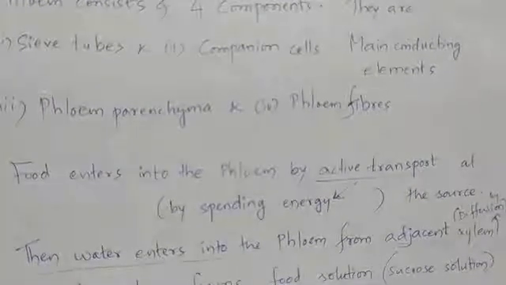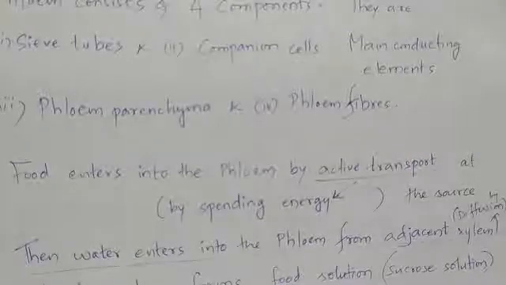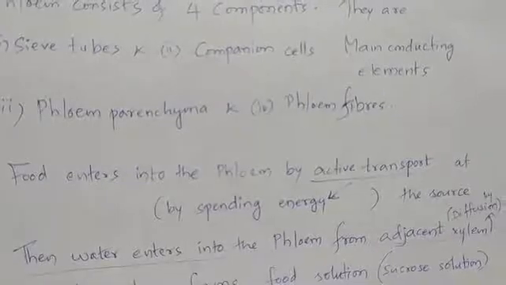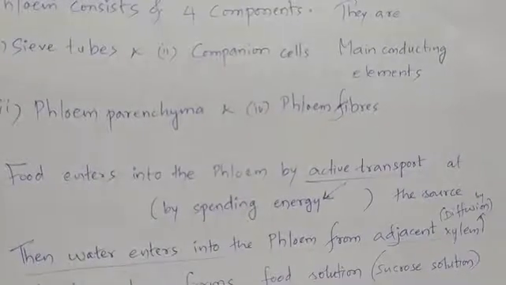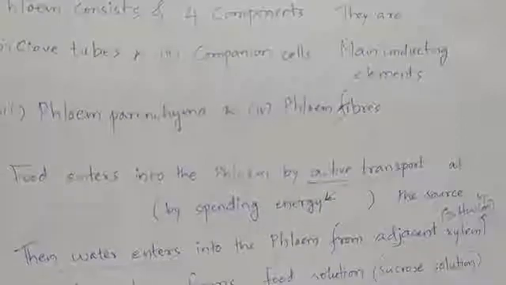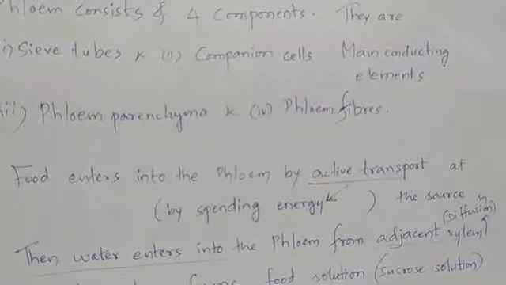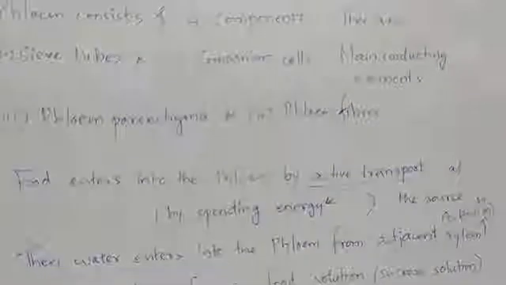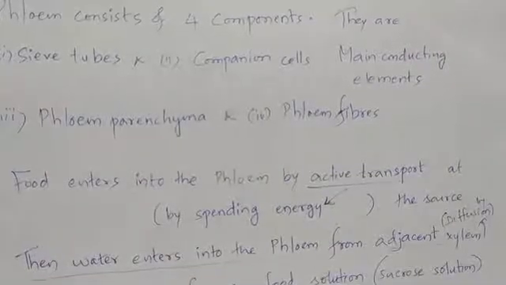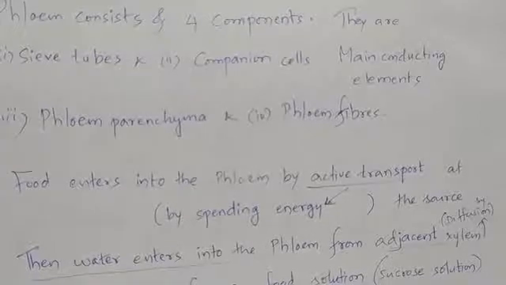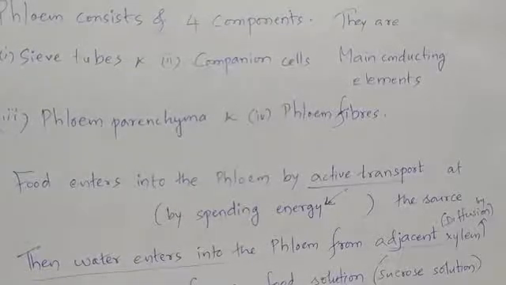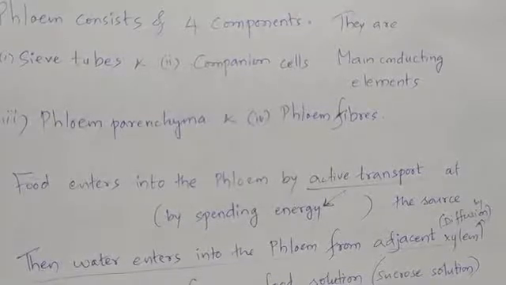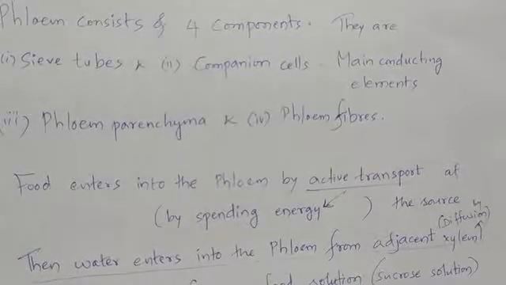As I already said, food transport by phloem does not occur by simple means of physical processes like root pressure or transpirational pull. Here, little more is there. First of all, food enters at the source into the phloem, that is into sieve tubes and companion cells, by active transport method, that is by spending energy.